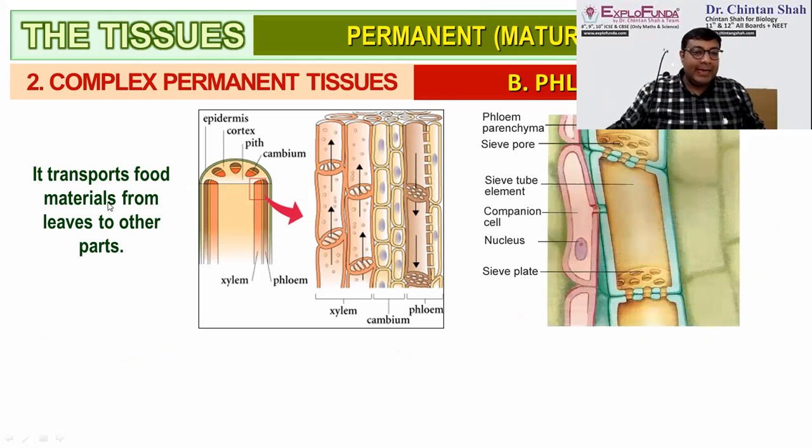Phloem transports the food material from leaves to other parts. So this is the xylem and phloem. You can see in the phloem the clear sieve plate is present. This is known as a sieve plate, which looks like a filter, or you can say channi.